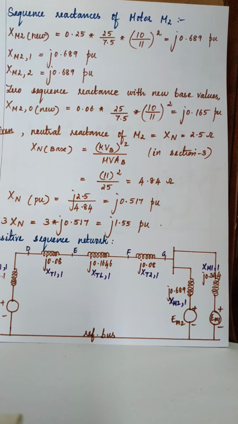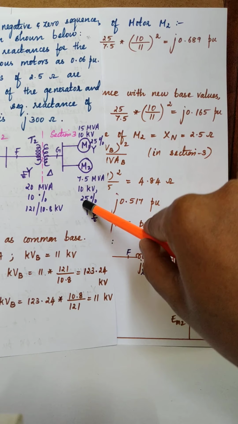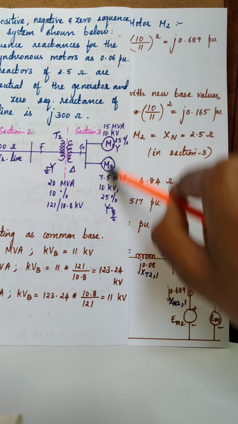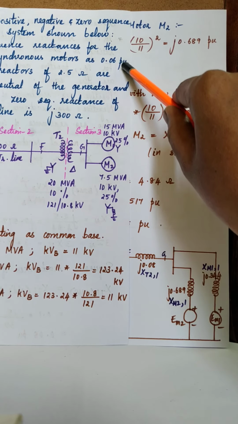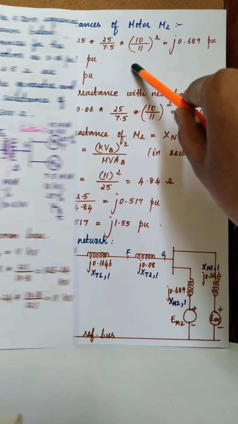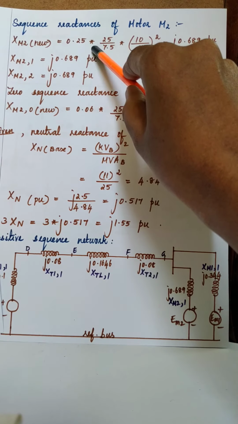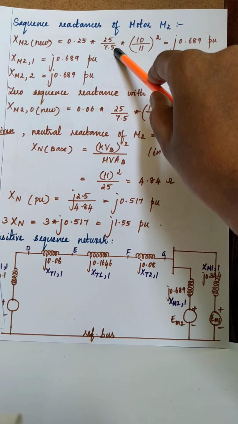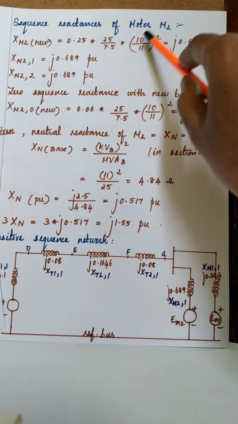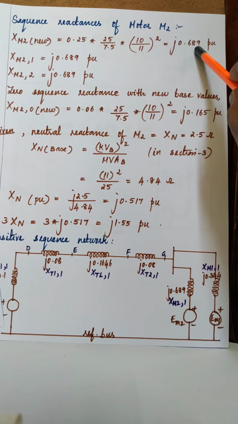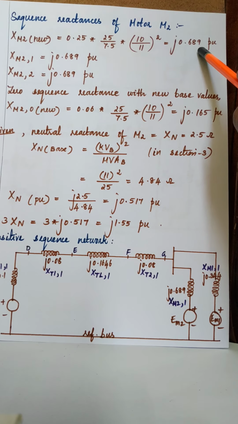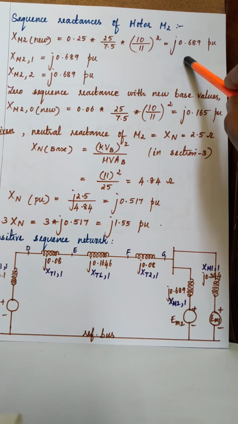Zero sequence reactance of motor 2. What is the motor 2 rating? Positive and negative sequence reactances are 25% and zero sequence reactance is 0.06 per unit. So XM2 new is equal to old XM2 into MVAB new by MVAB old, into kVB old by kVB new, the whole square. You will get it as j0.689 per unit. This is the positive as well as negative sequence reactance of the motor.